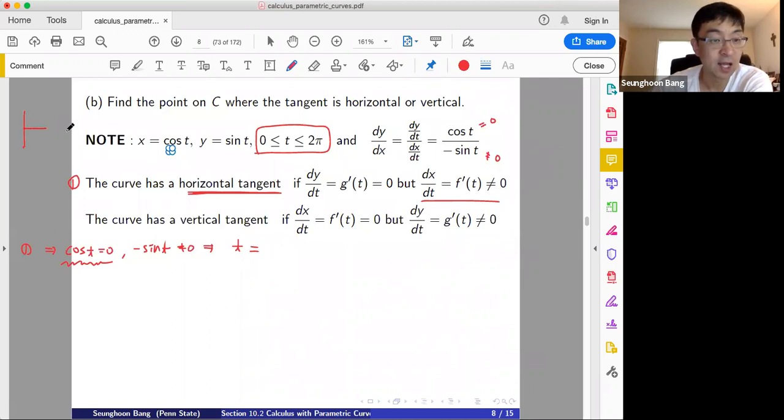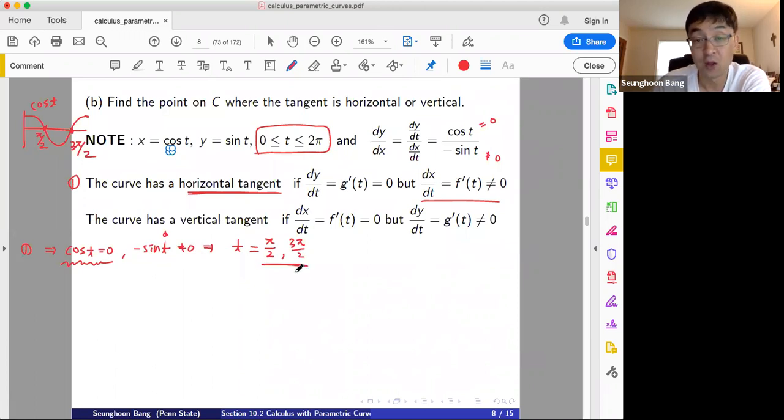What's the graph of cosine? The graph of cosine is like this from 0 to pi over 2, like this. So this is cosine of t, pi over 2. This point is 3 pi over 2. We have 2 points, pi over 2 and 3 pi over 2. You can plug pi over 2 into t. The sine of pi over 2 is 1, not equal to 0. You can plug 3 pi over 2 into t. Sine of 3 pi over 2 is minus 1. Minus 1 times minus 1 is positive 1. 1 is not equal to 0. Yes, we have 2 values.